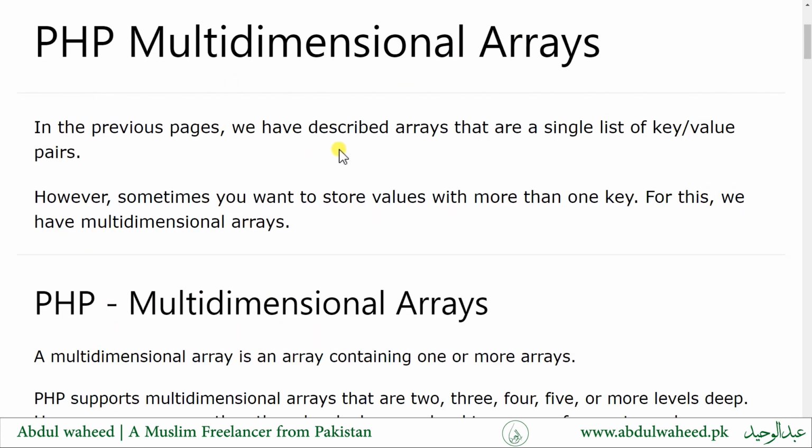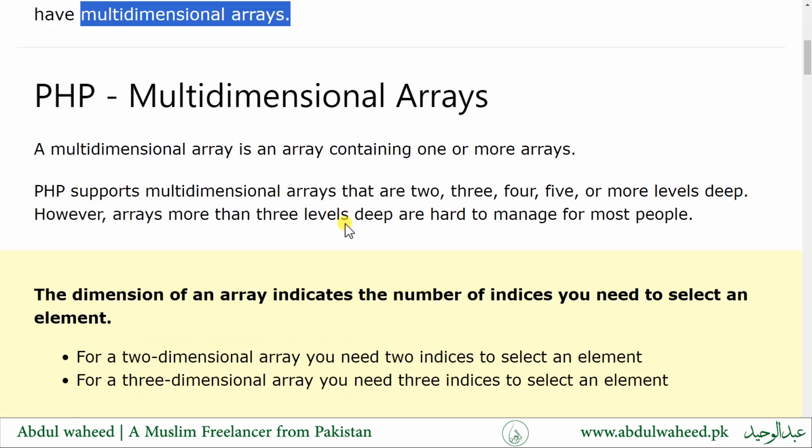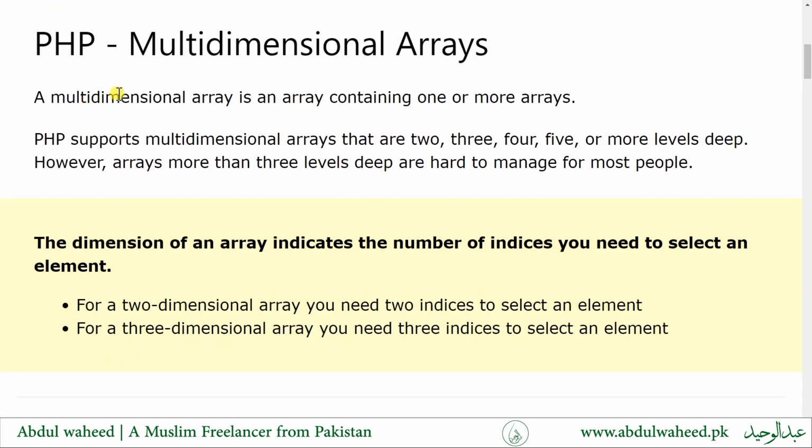In the previous pages, we have described arrays that are a single list of key value pairs. However, sometimes you want to store values with more than one key. For this, we have multidimensional arrays. A multidimensional array is an array containing one or more arrays. PHP supports multidimensional arrays that are 2, 3, 4, 5 or more levels deep. However, arrays more than 3 levels deep are hard to manage for most people.